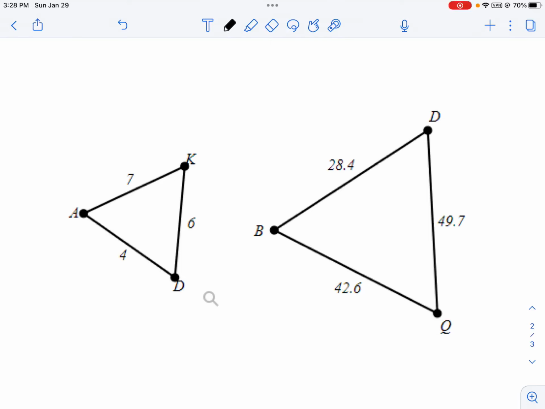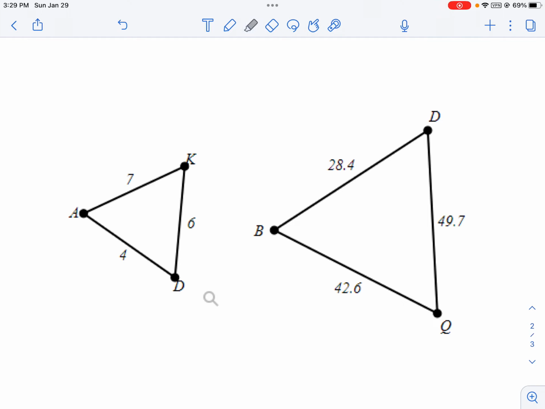Hello and welcome. What we're going to do today is write similarity statements for triangles. We're already going to assume that we have similar triangles, that our triangles are similar to each other, in which case all we need to do is write the similarity statement.